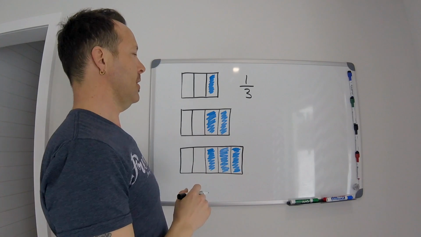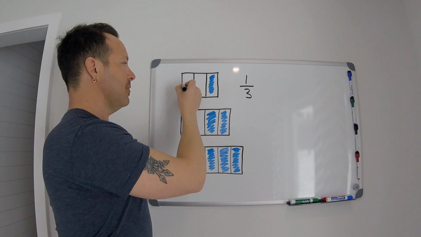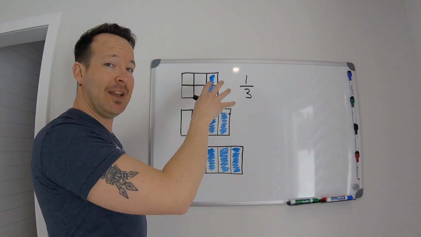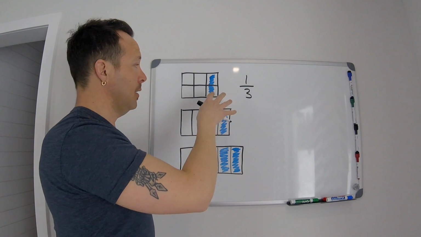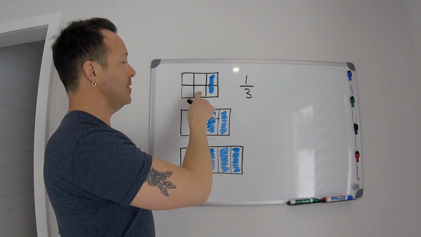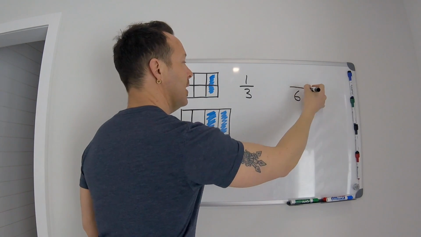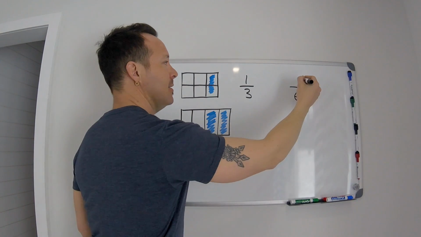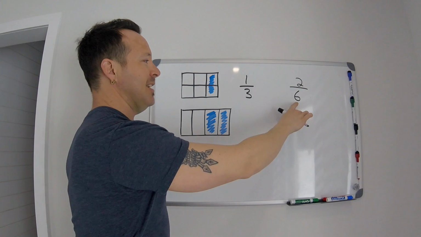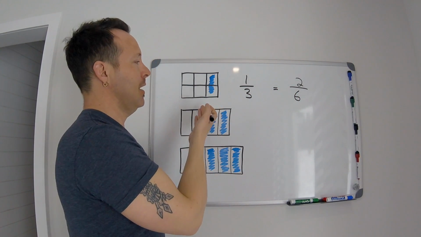So 1 over 3. Now let's divide this in half again. Let's put a line through here, divide it in half. Now remember, no one's getting any more pieces of my cake. All right, we're just cutting the cake up smaller. So now we have 1, 2, 3, 4, 5, 6 pieces of cake. And we have 2 pieces shaded in. So what this tells us is that 1/3 is equal to 2/6. It's the same amount.